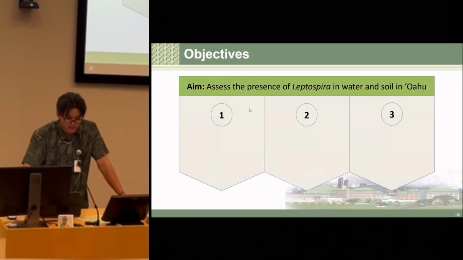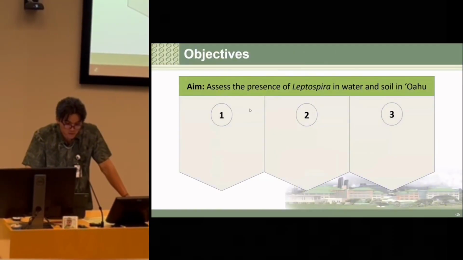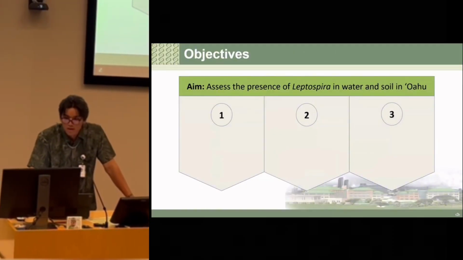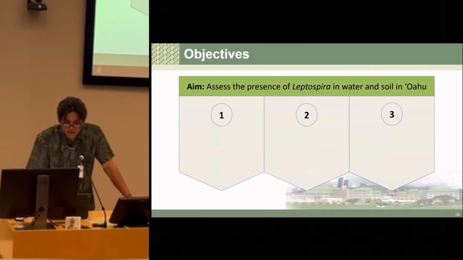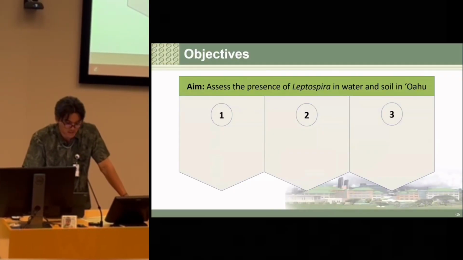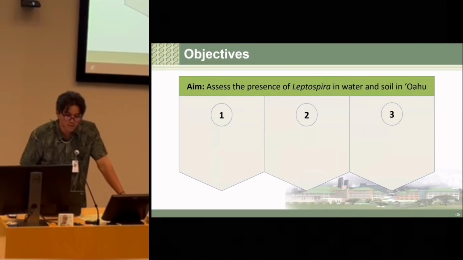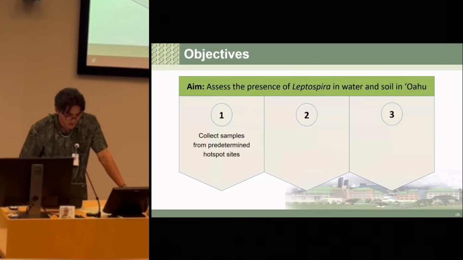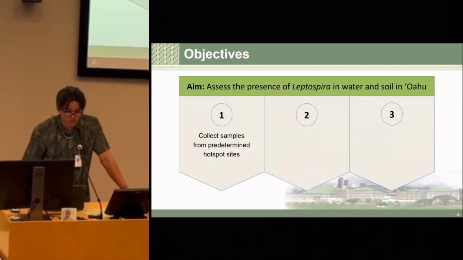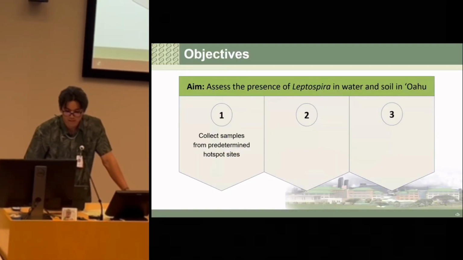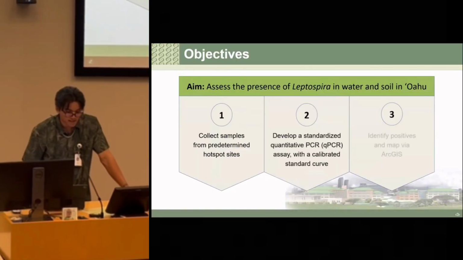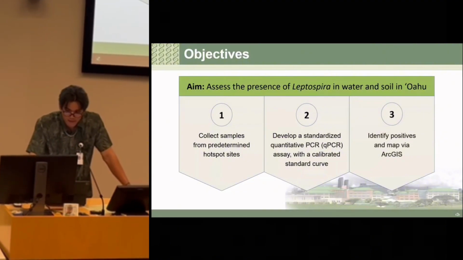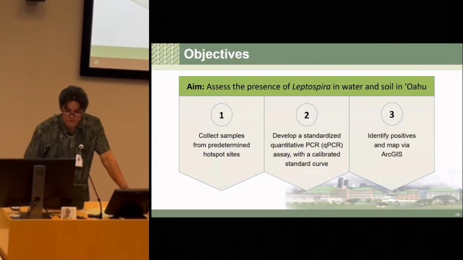The aim of this project is to assess the presence of leptospira in water and soil in Oahu. Just a quick note, leptospira is the bacteria that causes leptospirosis. And to do this, my project has three objectives. First, collect samples from predetermined hotspots. Second, develop a standardized quantitative PCR, or a qPCR for short. And lastly, identify positives and map via ArcGIS software.